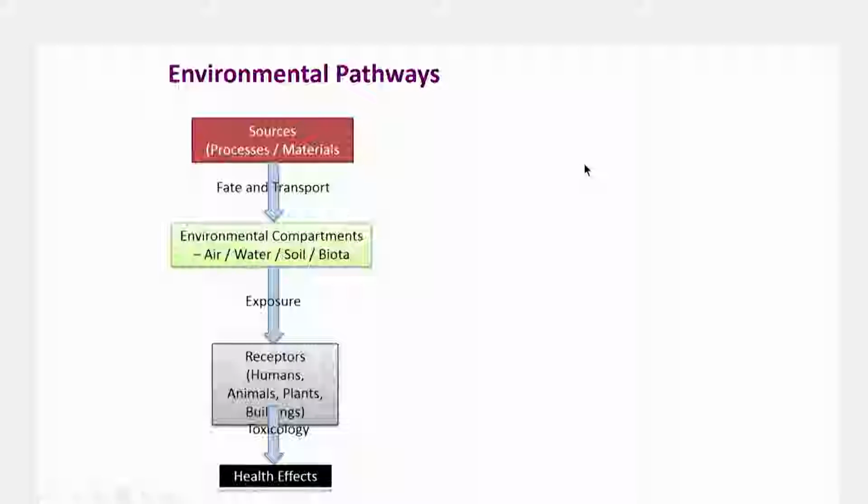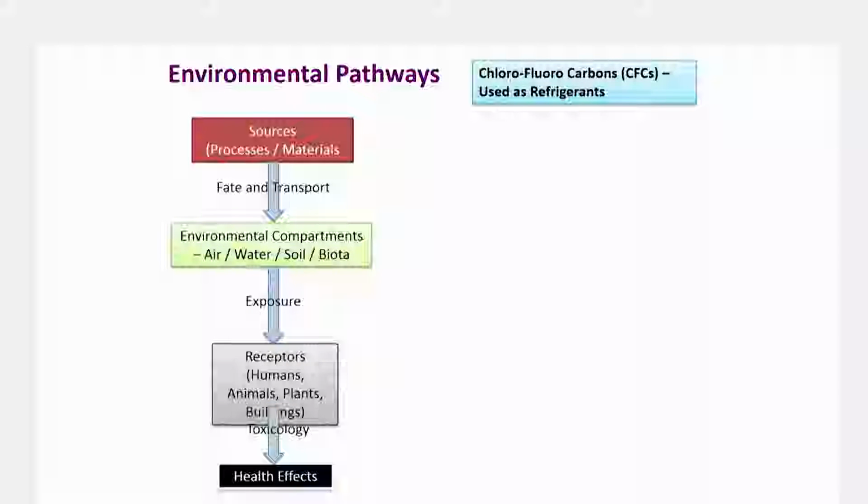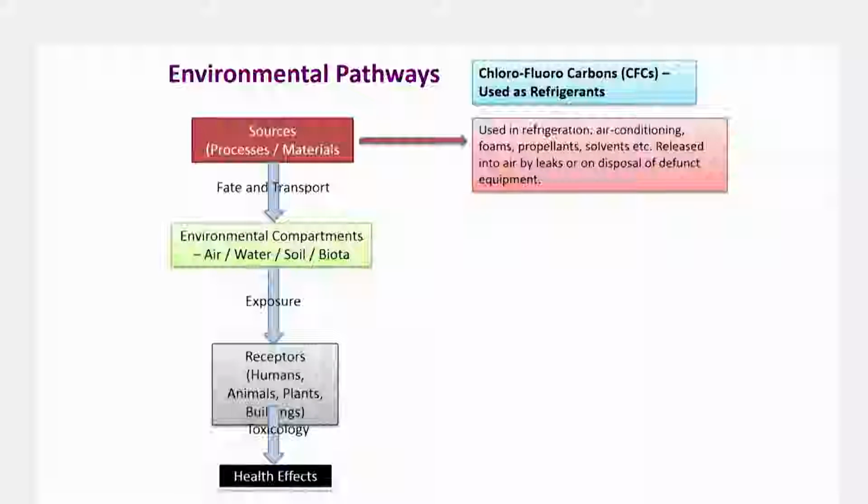The other example one can look at is a very classic example used in long range atmospheric transport, that of chlorofluorocarbons, or CFCs, which were used as refrigerants, in air conditioning, foams, propellants and various applications. It is released into air as a result of usage, or as a result of leaks or incorrect disposal or defunct equipment. During that time you throw away the compressor and the fluid.